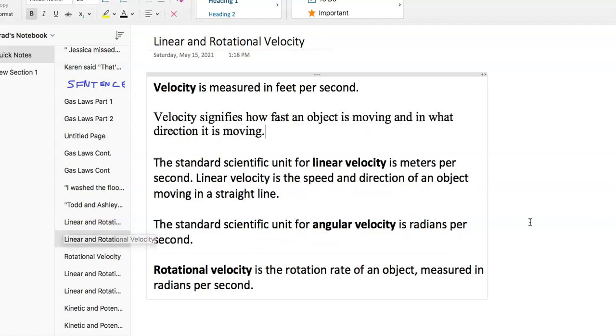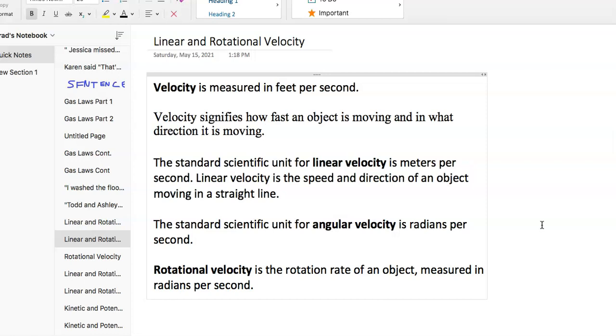Okay, so a couple of concepts that we want to make sure that we understand before we get too far into anything. First, velocity is measured in feet per second. Velocity signifies how fast an object is moving and in what direction it is moving. This concept shows up in more than one video and one topic, so it is definitely important to know that direction counts as far as velocity. The standard scientific unit for linear velocity is meters per second. Linear velocity is the speed and direction of an object moving in a straight line.